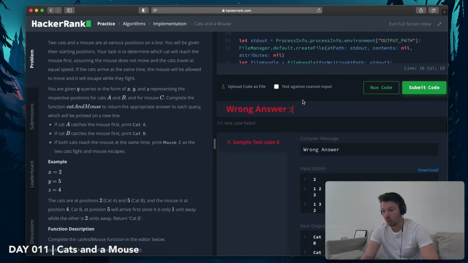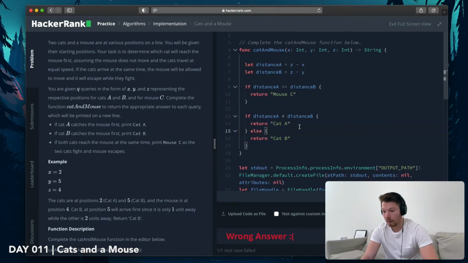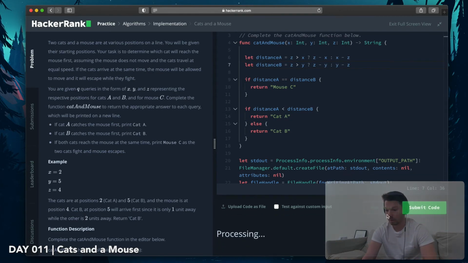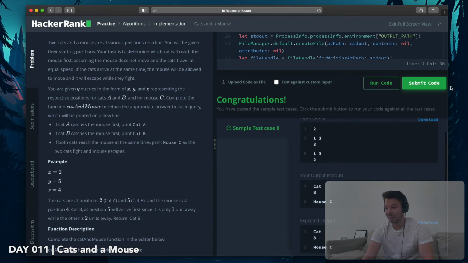Wait a second. Oh, we should consider the minus. Okay, let's just do it this way. If Z is bigger than X, then say Z minus X, else X minus Z. So we always have the difference, but always positive, so I don't have to do any math. Same for Y. Test case succeeded. Submit.